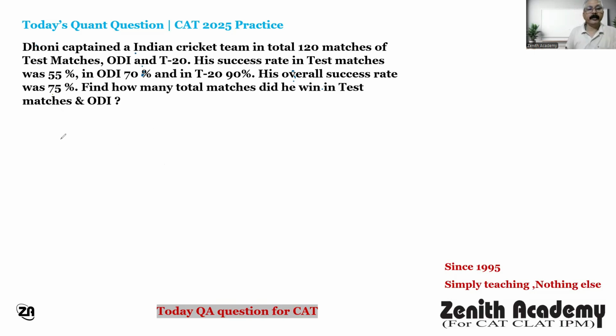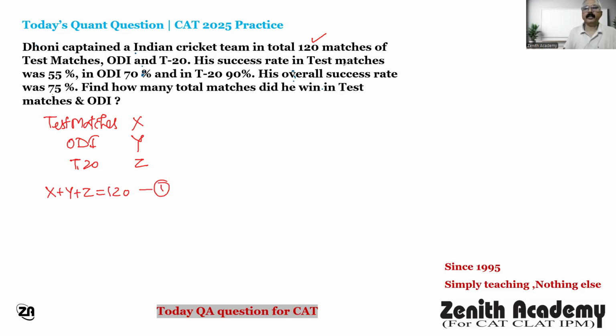So suppose he played X Test matches, Y ODI, and Z T20. So he played 120 matches in total. It means X plus Y plus Z is equal to 120.